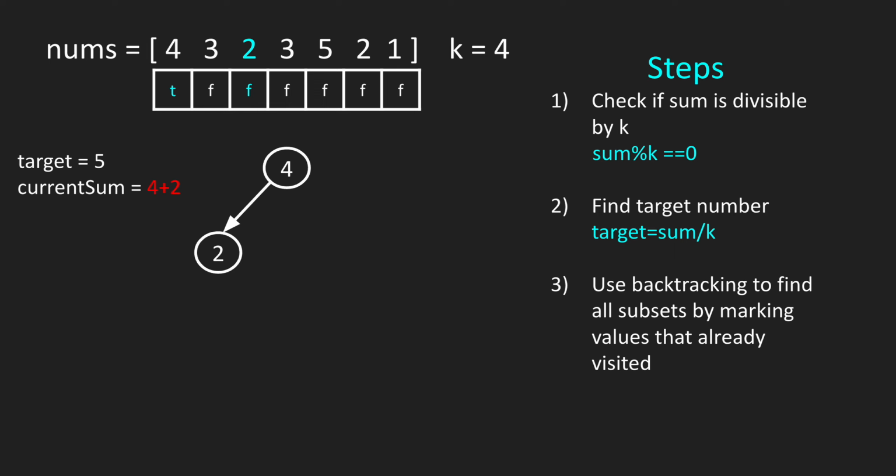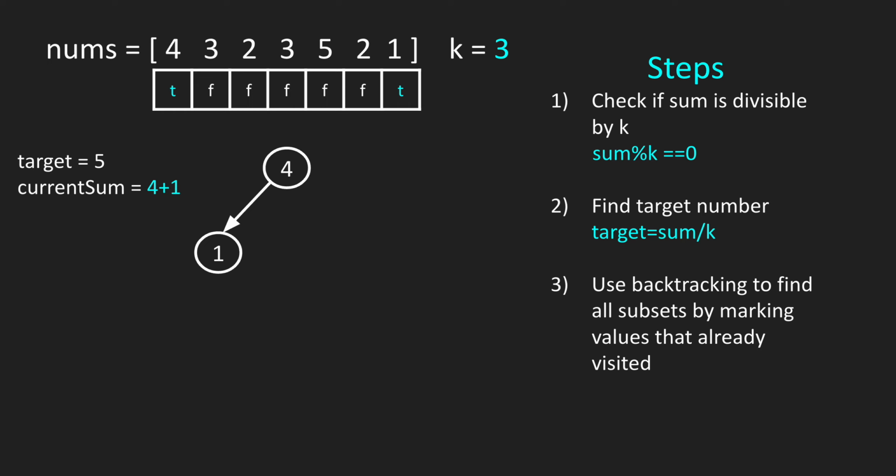The next one is 4 plus 2, which again is more than our target. We move to the next one. 4 plus 3, again more than our target. 4 plus 5 is more than our target. 4 plus 2 is more than our target. And the last one, 4 plus 1, equals 5. It's exactly equal to our target, so at this point we found our first subset.